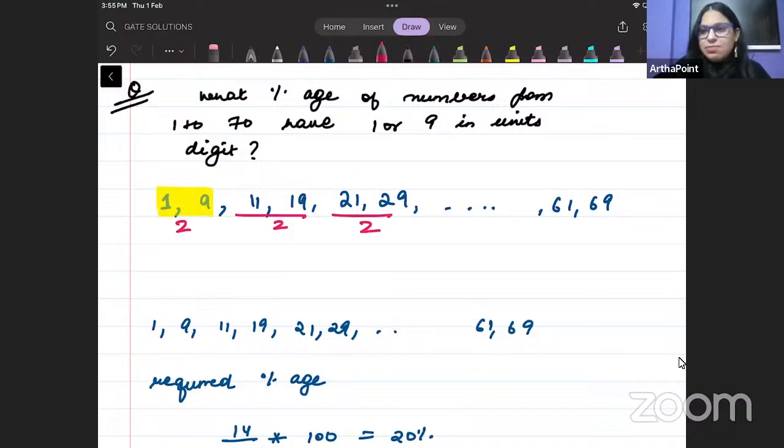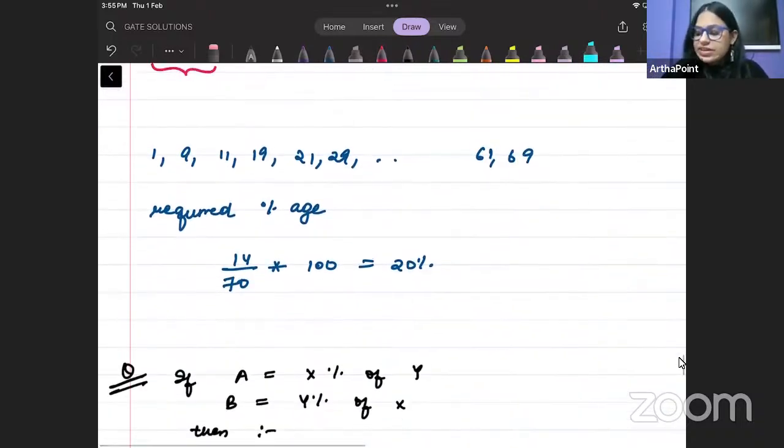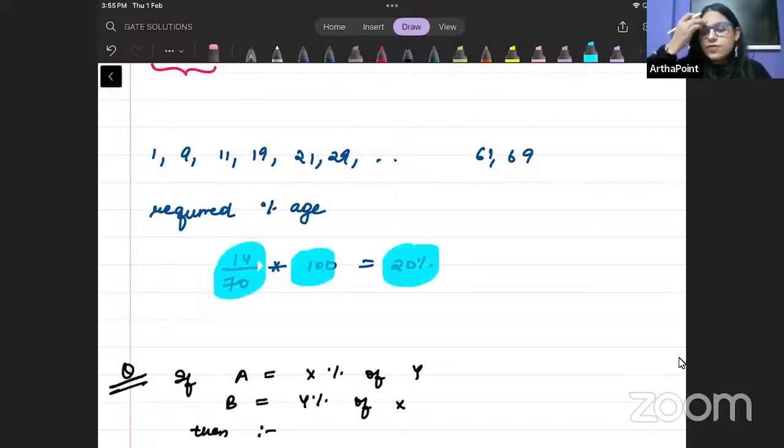So in every 10 numbers, I see 2 numbers. How many numbers am I taking in total? 70. So in 70 numbers, how many such numbers will be there? 14. In every 10 numbers, from 1 to 10 there are 2, from 11 to 20, 21 to 30, and so on and so forth. So in total there will be 14 such numbers which end with 1 or 9. Out of how many numbers? Out of 70 numbers. So 14 by 70 into 100 is going to give you the answer as 20%.